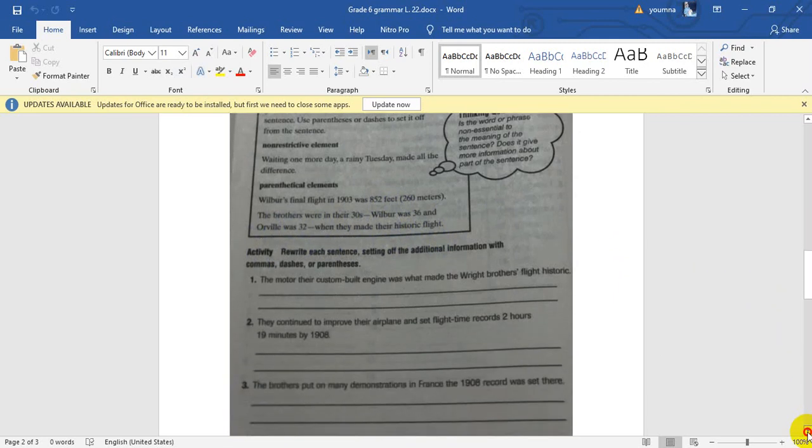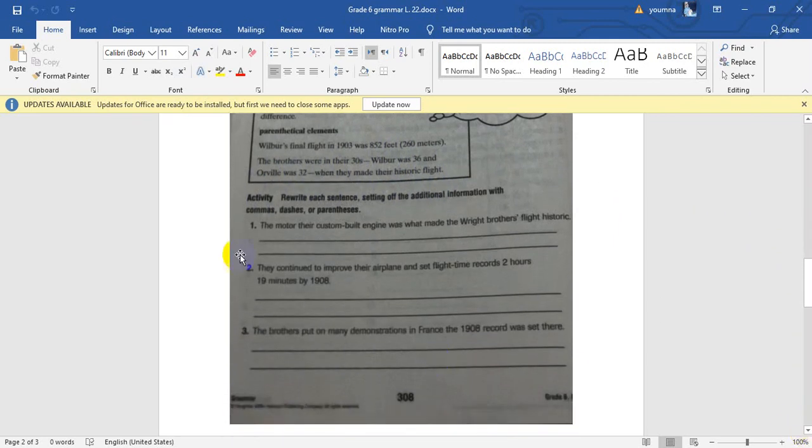So here, number one, the motor, their custom-built engine, was what made the Wright brothers' flight historic. So here, the motor, their custom-built engine. Okay, you can put their custom-built engine between two commas because you can cancel them. So you say the motor was. Okay, the motor was. So you would put comma here before there, and before was you put another comma.